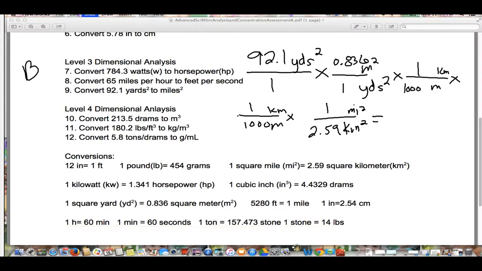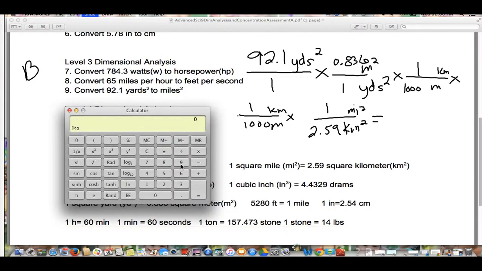So let's go ahead and bring up that calculator, see if I can find it here, clear it out. I've got 92.1, which is on top, times 0.836. All right, everything else on top is 1, so I don't have to do that. I'm going to hit equal. I'm going to go divide. Now I'm going to use that left parenthesis so I can do all this at the same time. I'm going to go 1,000 times 1,000 times 2.59. Now I'm going to hit right parenthesis because that multiplies all those three things together, then hit equals.